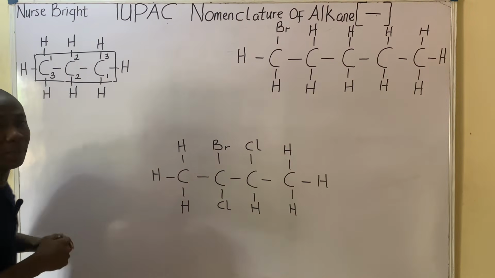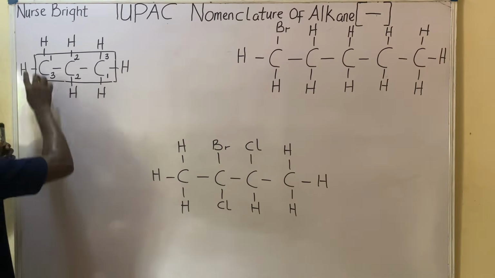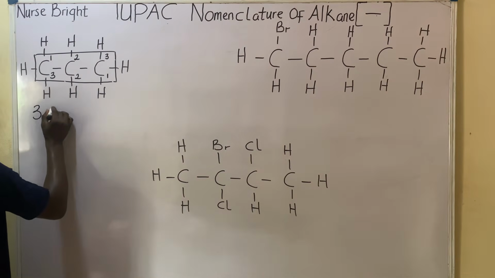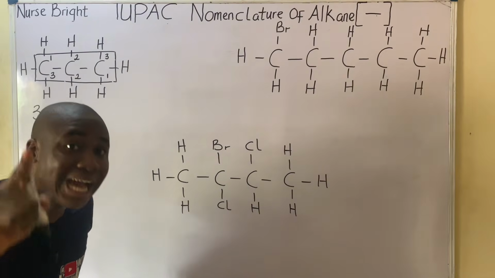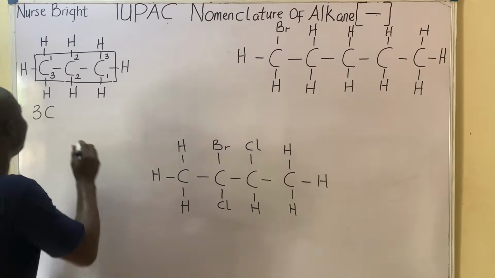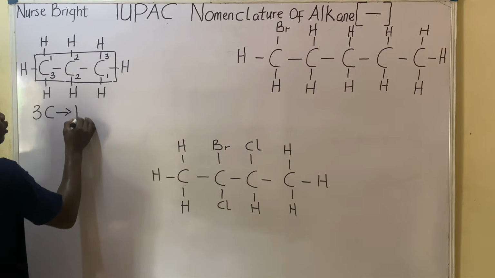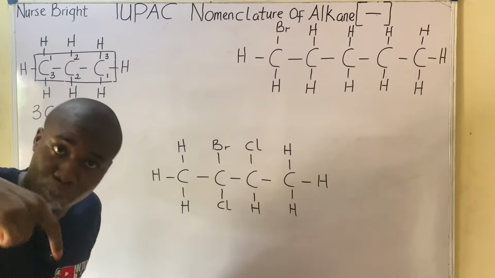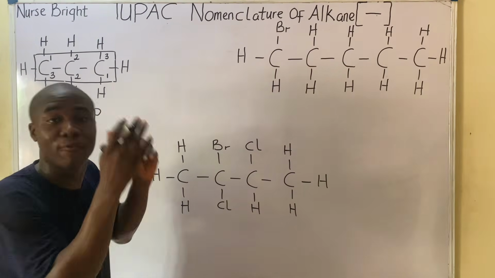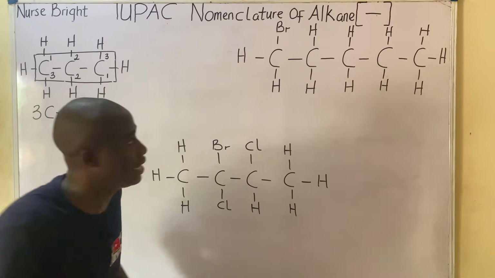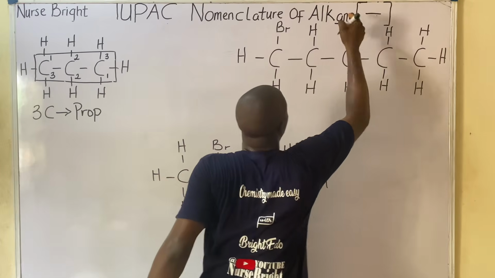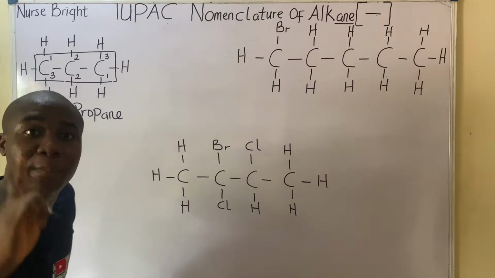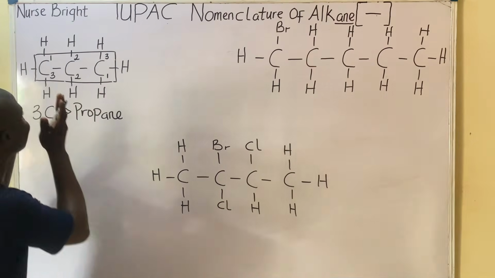So looking at this compound, how many carbons does it have? We can actually see with our eyes that this compound has 3 carbons, and a 3-carbon organic compound should be called prop. Do you understand? A 3-carbon organic compound should be called prop. And since the group of compounds we are naming in this video lesson are called alkanes, we'll pick the last name here. So this compound we are looking at becomes propane. Do you understand? So that's the name of this compound.